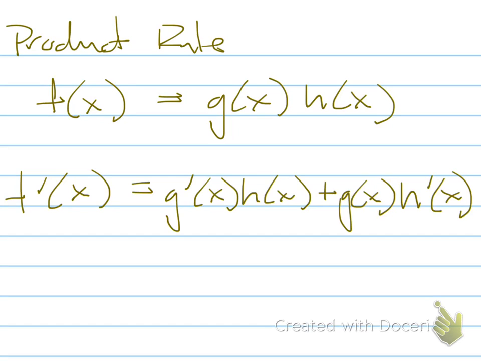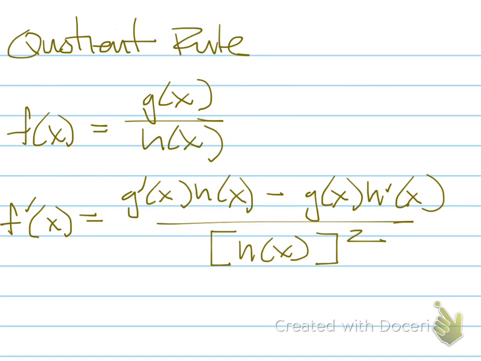If you have a function that is represented by the product of two functions, then to find the derivative of the product, you take the derivative of one of the functions times the other function plus the derivative of the other function times the initial function. If you have a function represented by the quotient of two functions, the quotient rule allows us to find the derivative by taking the derivative of the numerator times the denominator minus the derivative of the denominator times the numerator, and then all of that over the square of the denominator.